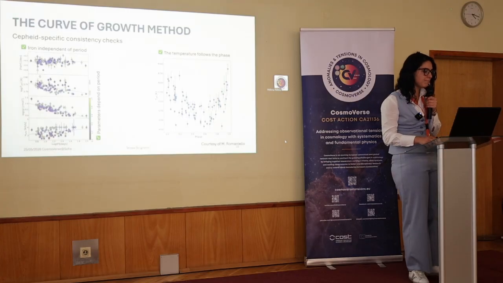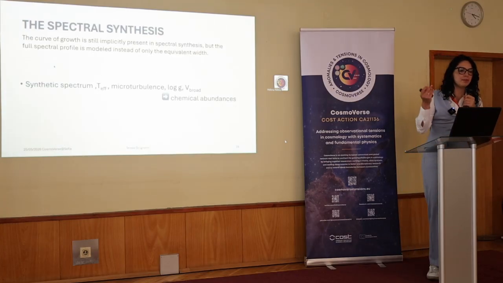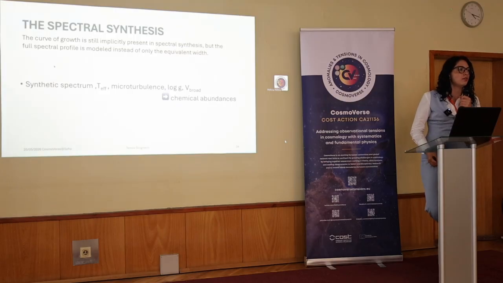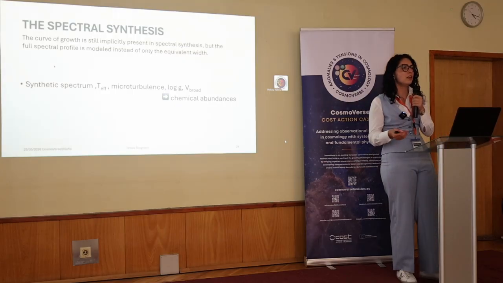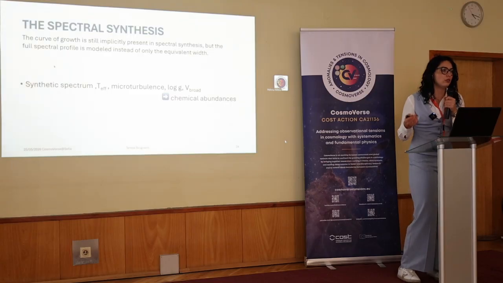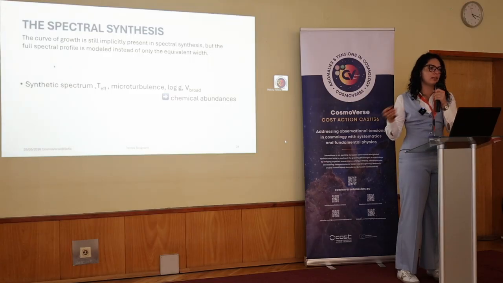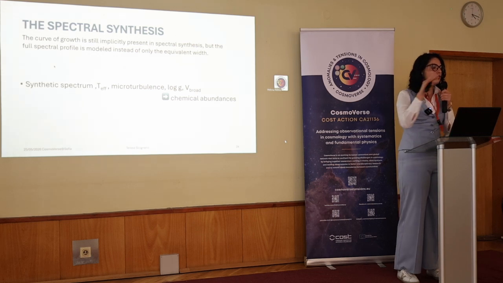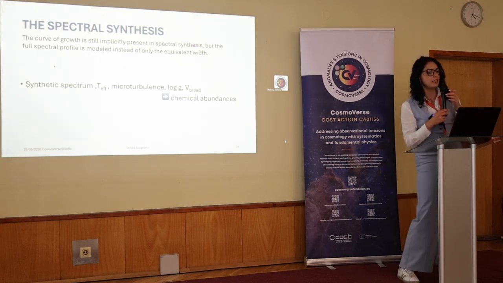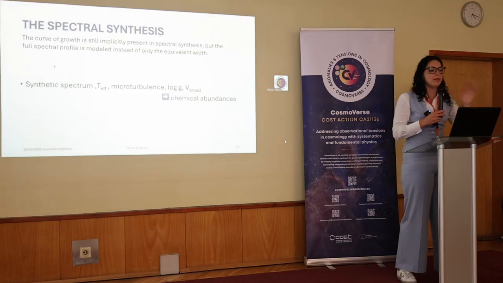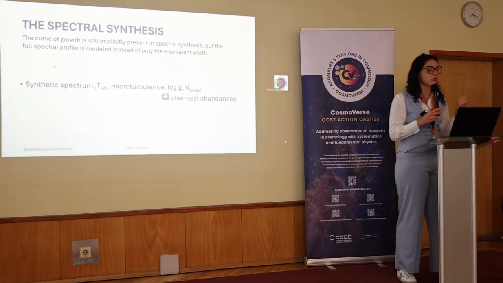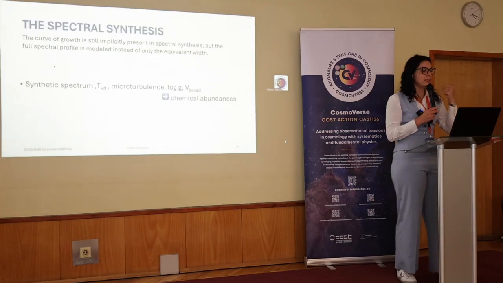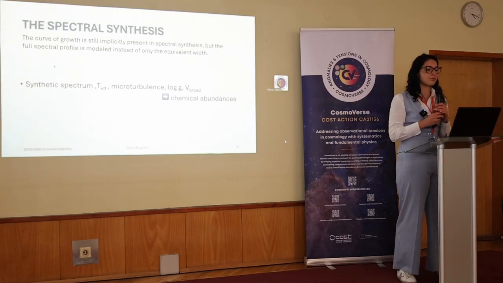And this is okay. Then, for the spectral synthesis way of analyzing spectra, you are not only taking into account the equivalent width, but all the features of the spectra and all the features of the line. In this case, in order to obtain chemical abundances, you need a synthetic spectrum, a temperature, a microturbulence, a log g, and also a velocity broadening.